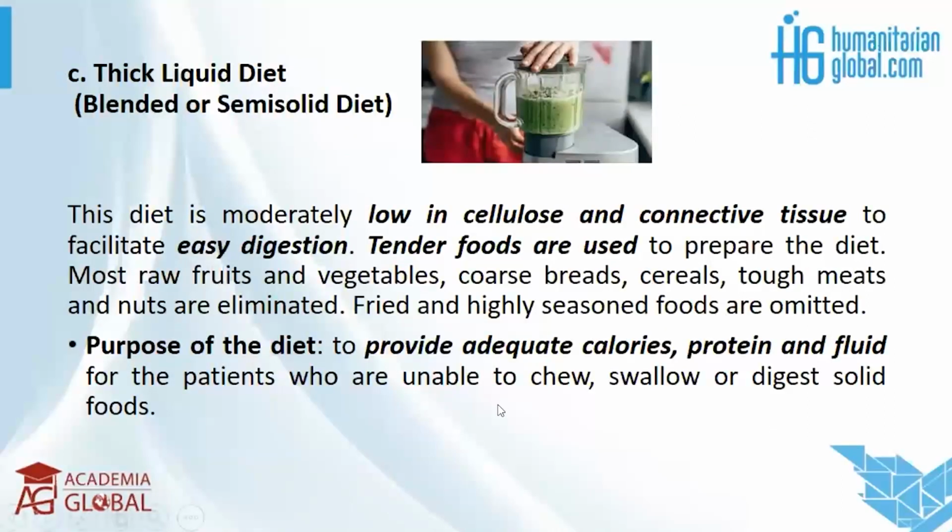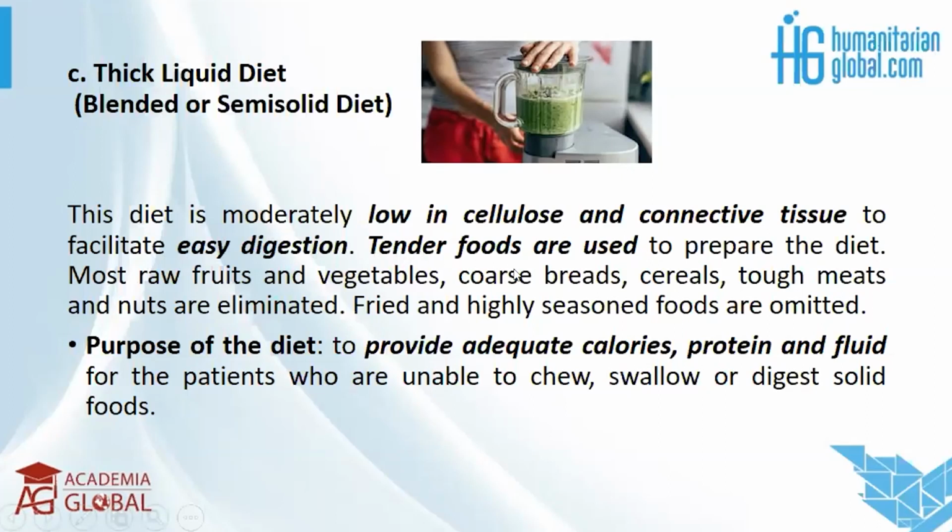Then from there, and this is not to be confused with the full liquid diet, we have a thick liquid diet. In other words, this is a blended or a semi-solid diet. And just for your visualization, I've put some picture there of somebody blending food using an electric blender. So you are being told that this diet is moderately low in cellulose, that is a plant fiber, and connective tissue. It does not have a lot of connective tissues in order to facilitate easy digestion.